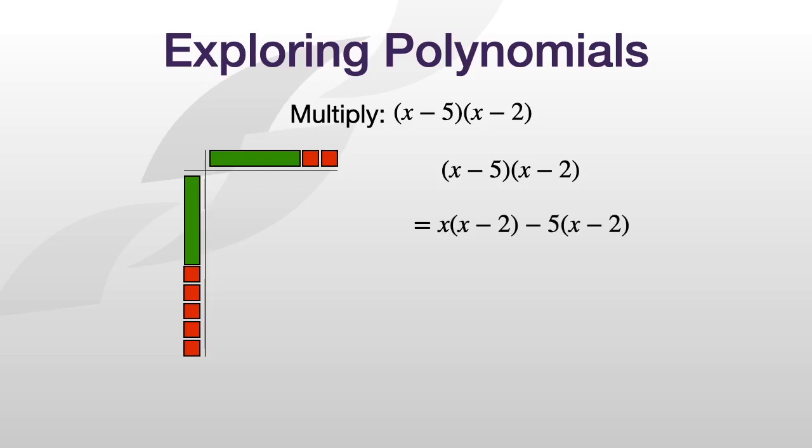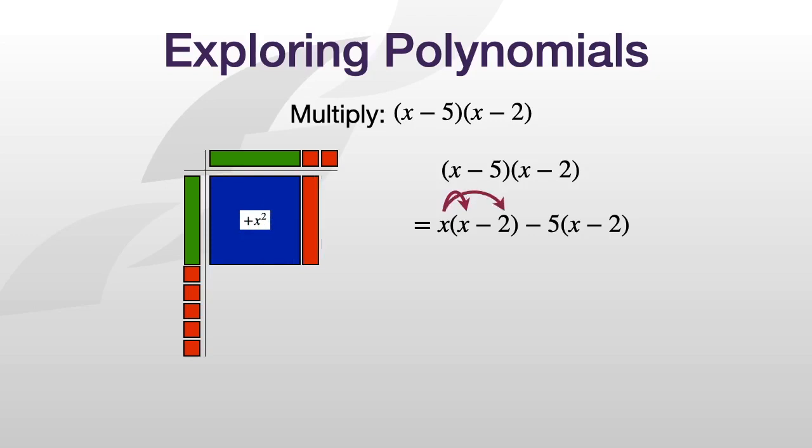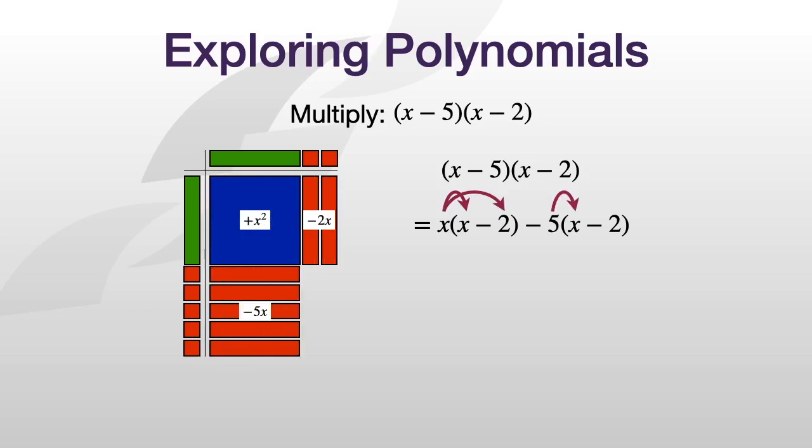X times x is x squared. X times negative 2 is negative 2x. Negative 5 times x is negative 5x. And negative 5 times negative 2 is positive 10. It's important to remember to distribute the sign of each term.